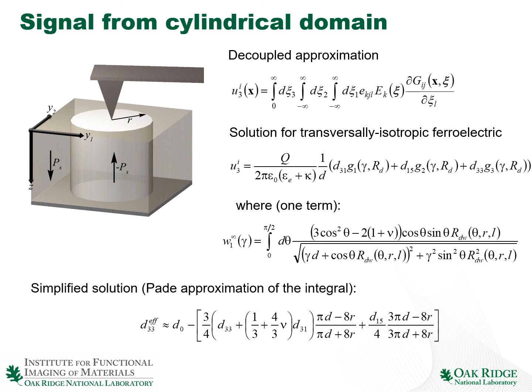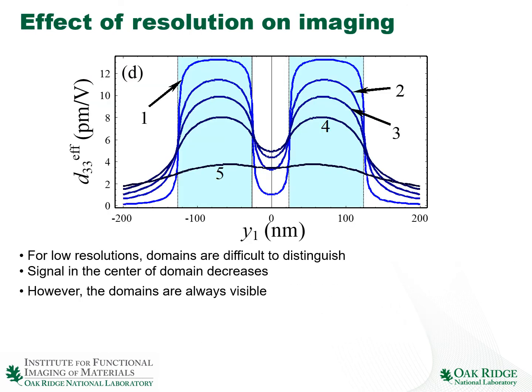So in this case, the component is basically the relationship between the tip size and the radius of the domains. And we can easily analyze how the resolution is going to affect our imaging. So for low resolutions, the domains are difficult to distinguish. The signal in between the domains will go up, but domains are always visible as long as our signal strength is above the noise.